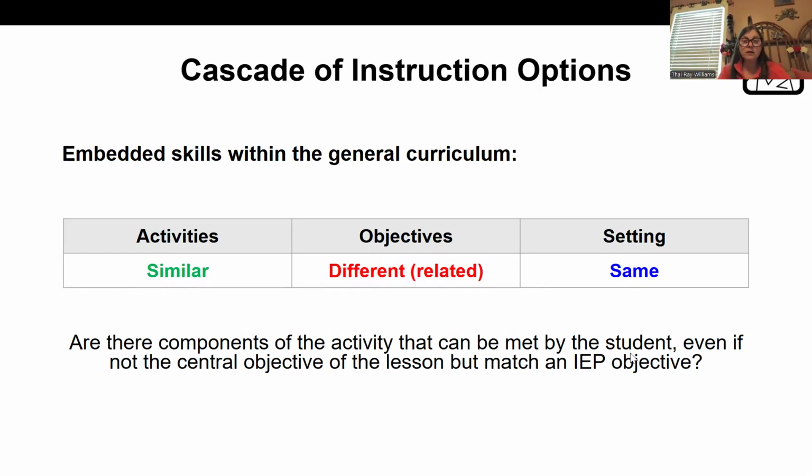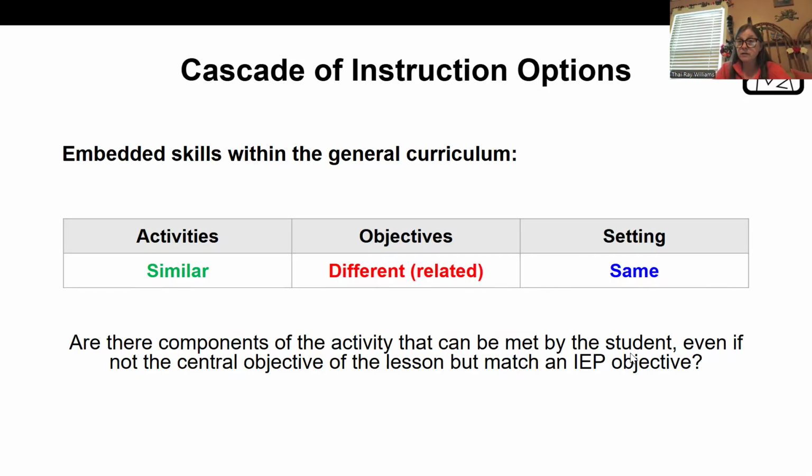All right, now we're going to look at our next instructional option. This is when skills are embedded within the general education curriculum. So students are doing something similar, but it's not the same. Their objectives are related, and the setting is the same. So activities that are similar. So in this case, same thing, we're reading the story Two Roads, and the activity is similar in that the students in sixth grade are writing a 3-paragraph essay. We're all doing something similar.